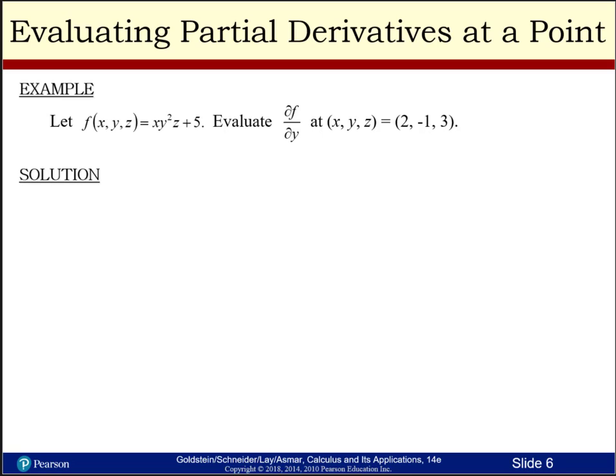So let's take our derivative with respect to y. All we've got in there is a y squared. Everything else is a constant. So we're just going to take the derivative of y squared, and that's going to be 2xyz. The 5 drops out, plugging in our x, y, and z for the 2, -1, and 3, we'll get that our answer is -12.